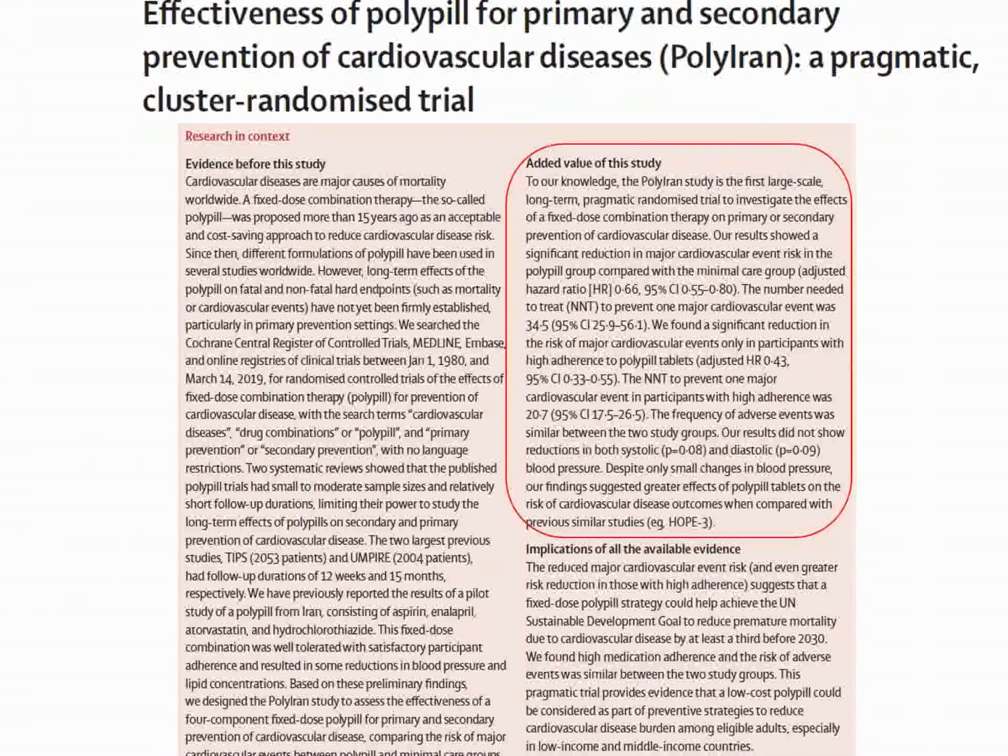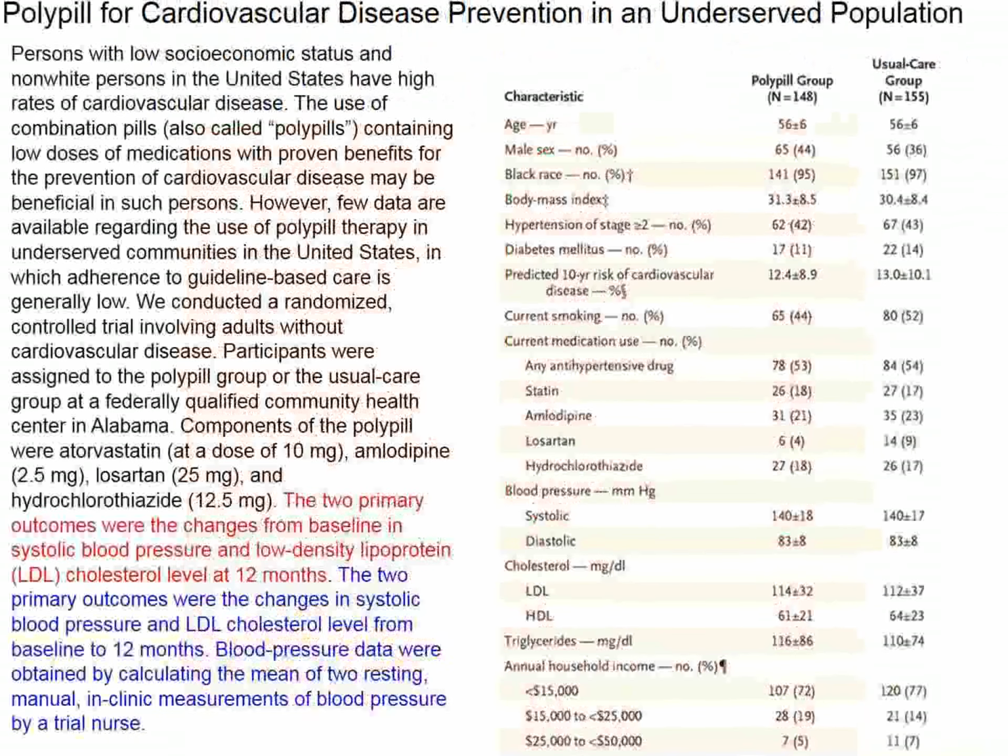Now, the next topic is this polypill issue, and we looked at polypill Iran several weeks ago, where in Iran whole villages were randomized rather than individual patients to either a polypill or placebo, and the Iranian polypill consisted of aspirin, enalapril, atorvastatin, and hydrochlorothiazide. And the study was conducted for over 5 years, and the cardiovascular events were less in the polypill group compared to the placebo group. Well, you know how the Americans feel about Iran.